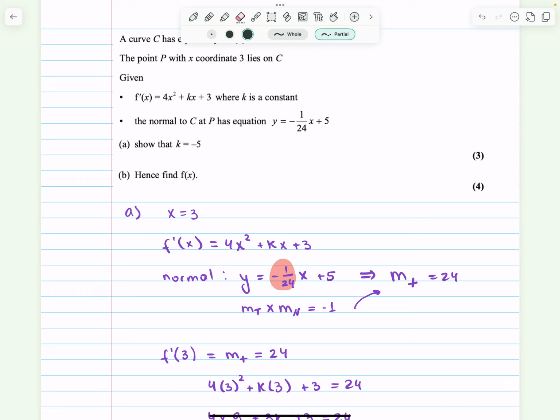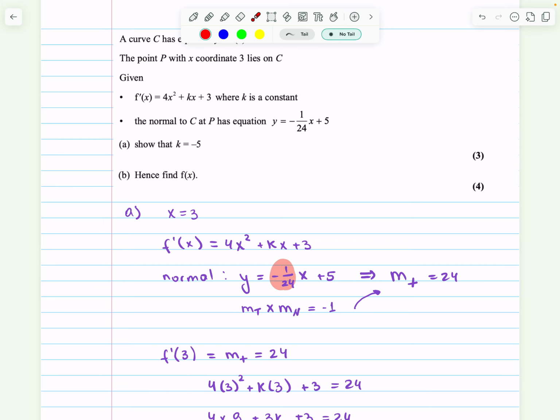Alright, hence find f of x. Remember, that's not f of x, it's the first derivative, if you write this -5 instead of k. So that topic also goes into derivatives, the equation of a linear line, and finding the gradient of the perpendicular line, and it goes to integration as well.